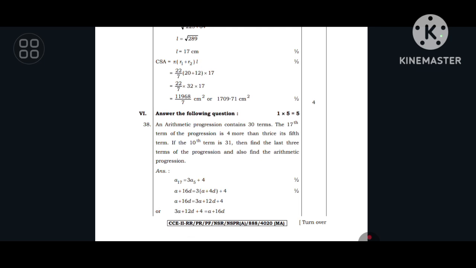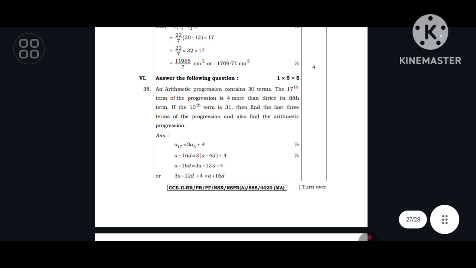There are 3 possibilities of what they will ask: one from theorems, from chapter triangles, one from arithmetic progression, and one from surface area and volume. These are the 3 chapters where they can ask a 5 marks question. Or one more is some applications of trigonometry. These are the 4 chapters from where they can ask a 5 marks question. Leaving these chapters, they will never ask a 5 marks question from any other chapters.